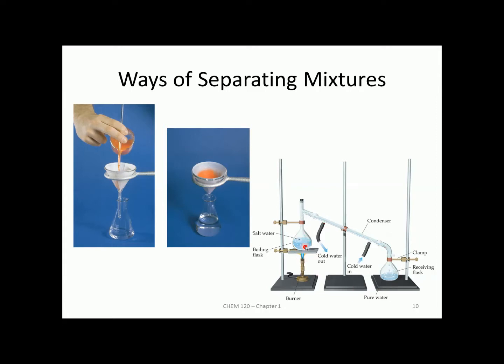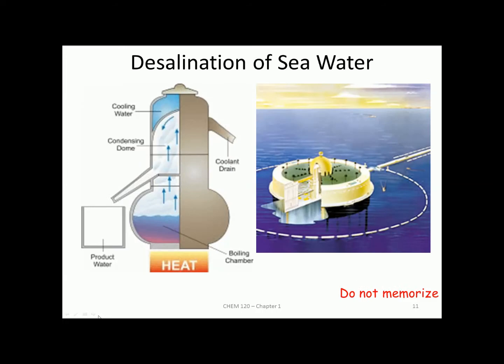Here you boil the mixture and then it vaporizes and then condenses at different times depending on which part of the mixture it is. This has important industrial applications, including the refining of crude oil, and also in desert countries that have a lot of seashore, the desalination of seawater.